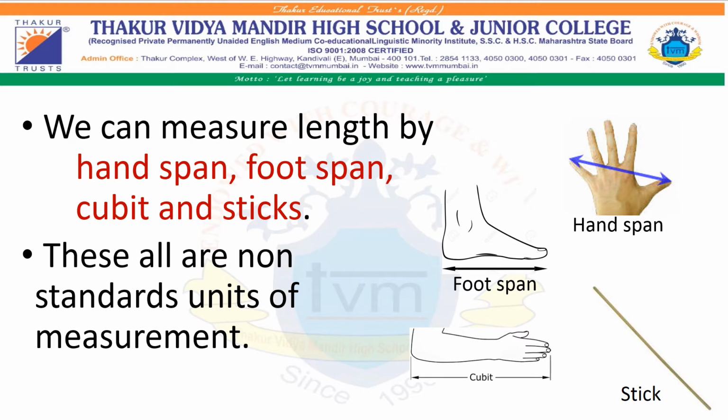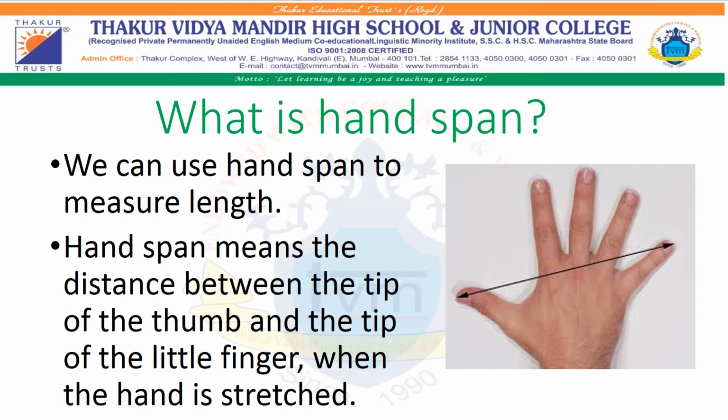Students, it is not fixed, it changes because every individual has a different handspan, footspan and cubit, and the size of every stick can be different. What is handspan? We can use handspan to measure length. Handspan means the distance between the tip of the thumb and the tip of the little finger when the hand is stretched. Students, to measure length, we can use handspan. It is very easy to measure length.